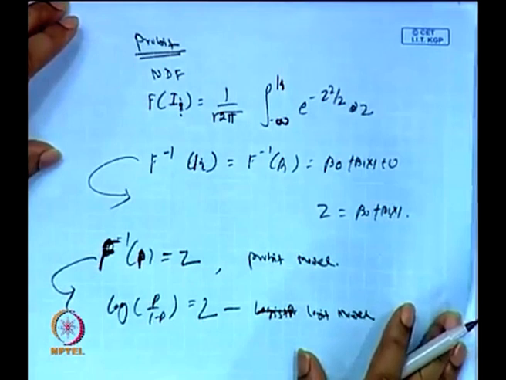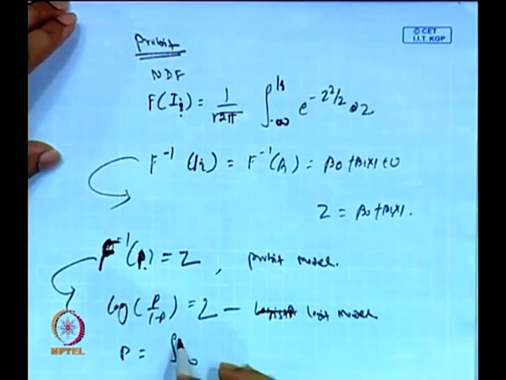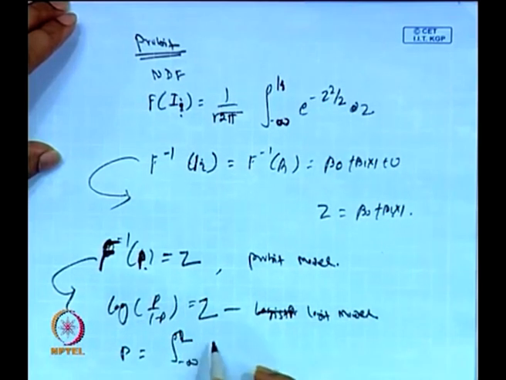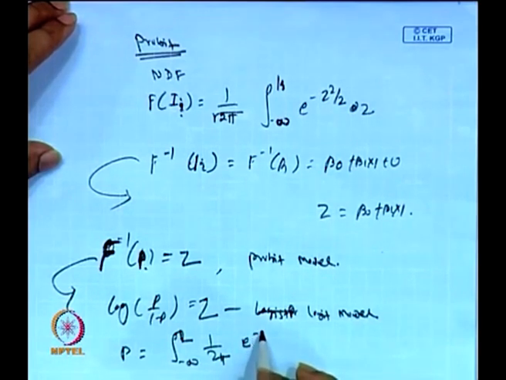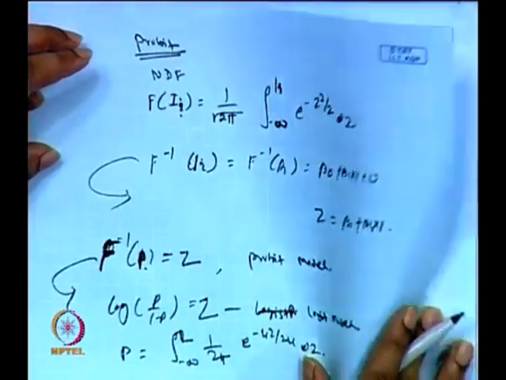Now what is P here? This P is a function from minus infinity to z, since we are using z here. It is 1 by square root of 2 pi, integral of e to the power minus u square by 2, du or dz. This is how you have to calculate.